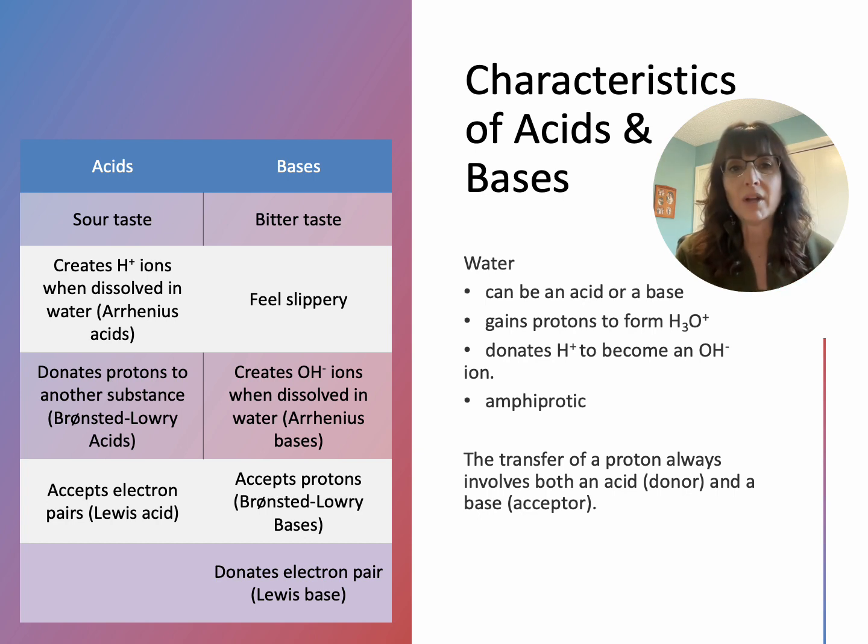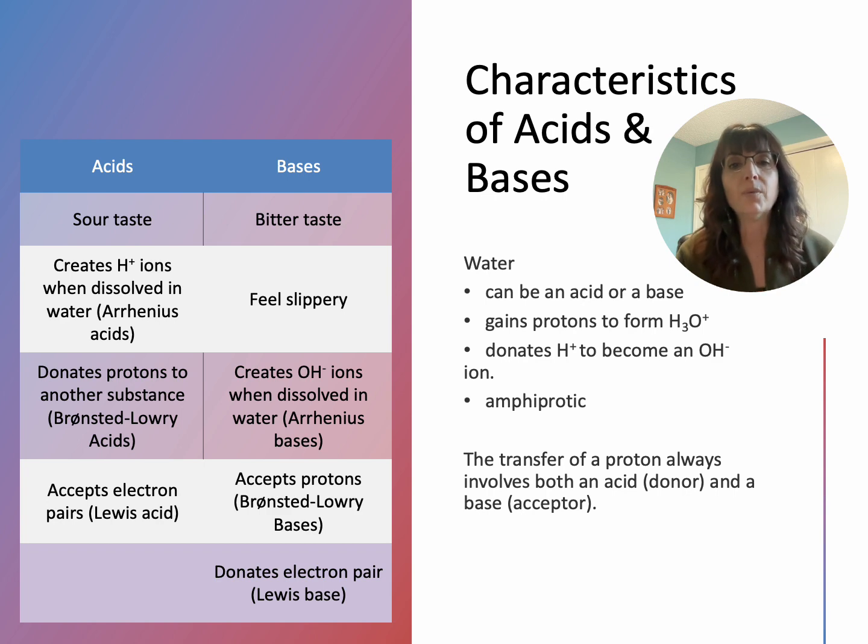And just remember that water, well, it can be either an acid or a base. It can either gain protons to form the H3O plus ion, hydronium. Remember, H3O plus is hydronium. A lot of students will see hydronium and think hydroxide, so you have to be really careful in your reading. Hydronium, hydroxide, two very different things.